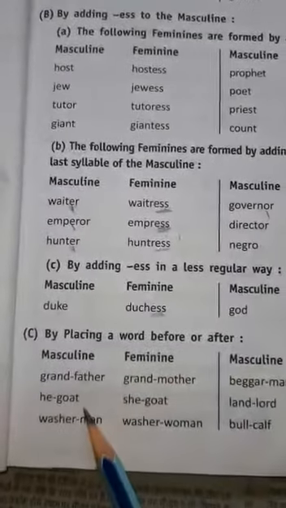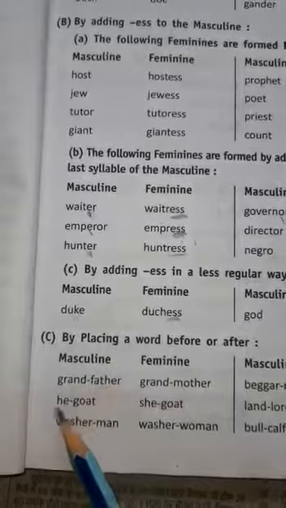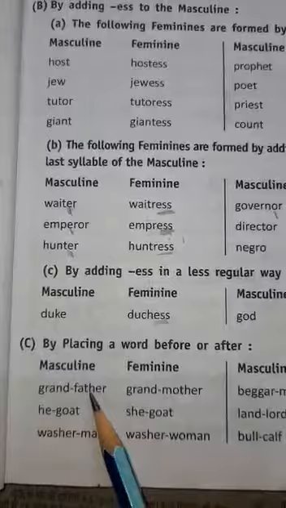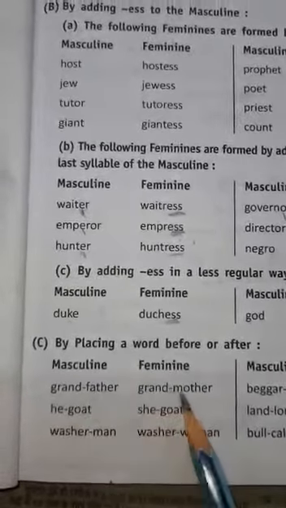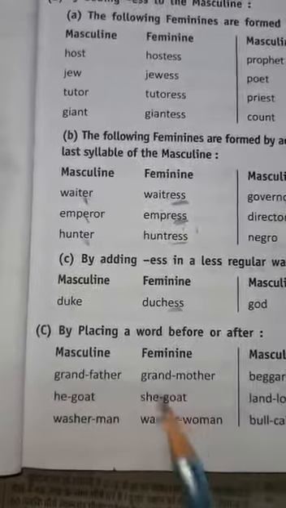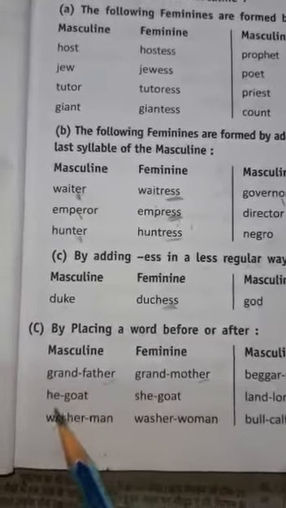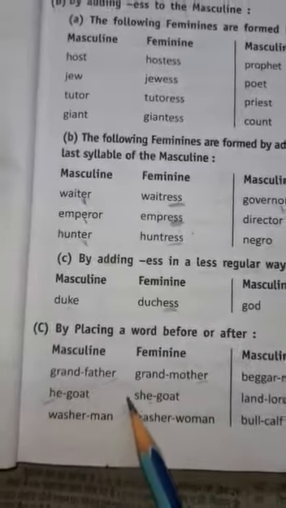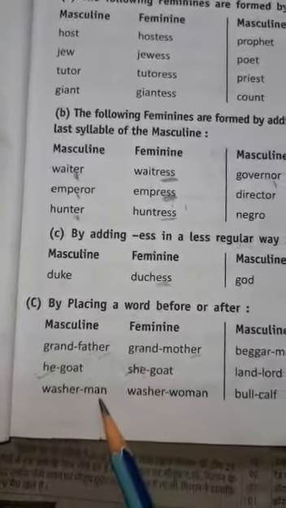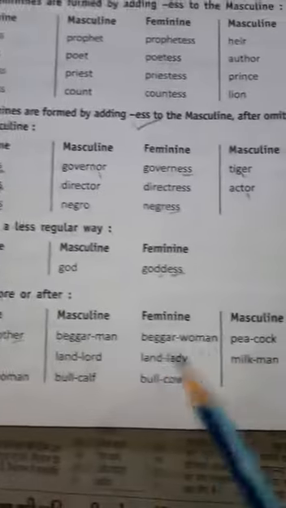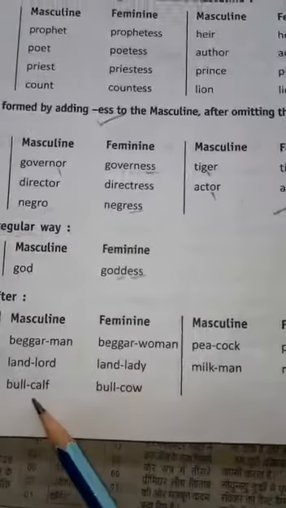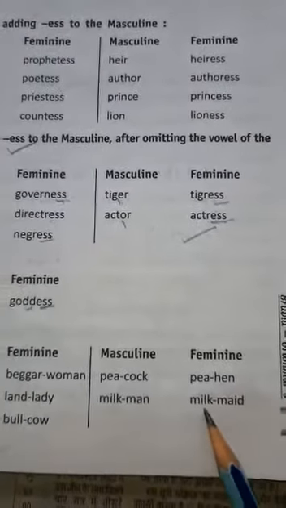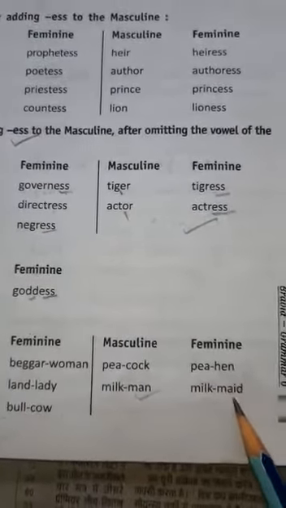Next is by placing a word before or after. आपको एक वर्ड प्लेस करना है मैस्कुलिन जेंडर के या तो पहले या बाद में, बिफोर या आफ्टर. लेट्स हैव एन एग्जांपल. ग्रैंडफादर, ग्रैंड मदर, दादाजी, दादी जी. Here you are changing the last word. And in the next example, he goat, she goat. Now you are changing the first word. Washerman, washerwoman. And so on the words are given here. Bull calf, cow calf, peacock, peahen, milkman, and here you are changing the last word, milkmaid.